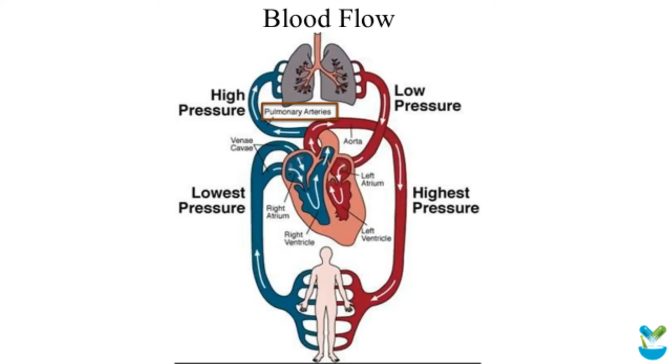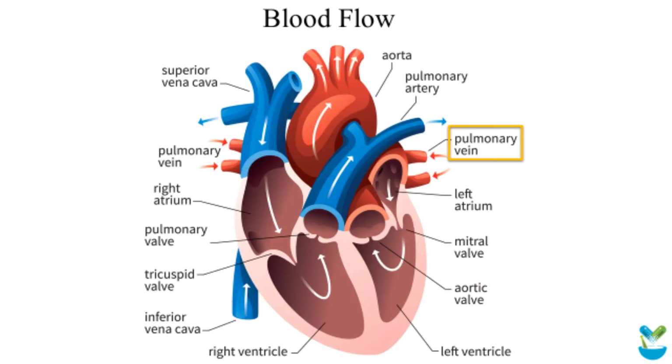The oxygenated blood comes via the pulmonary vein, the only vein that contains oxygenated blood, to the left atrium. When left atrium contracts, there is a valve present between left atrium and left ventricle called bicuspid or mitral valve. It is open, so blood flows from left atrium to left ventricle. Left ventricle contracts, mitral valve is closed now.